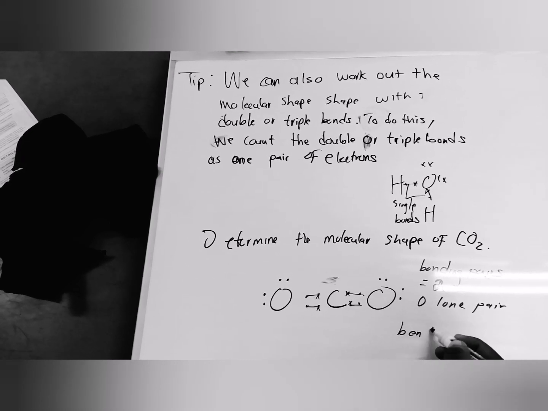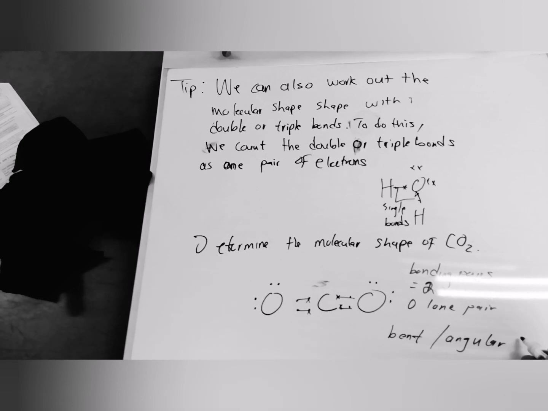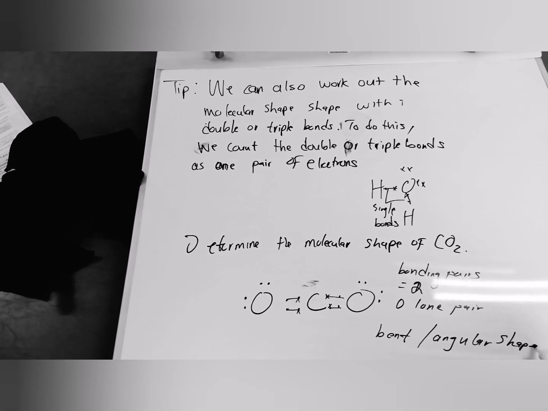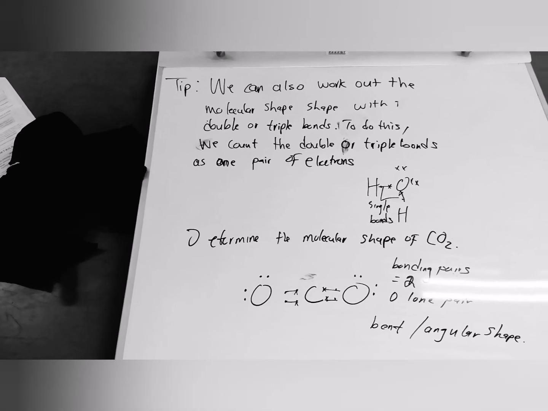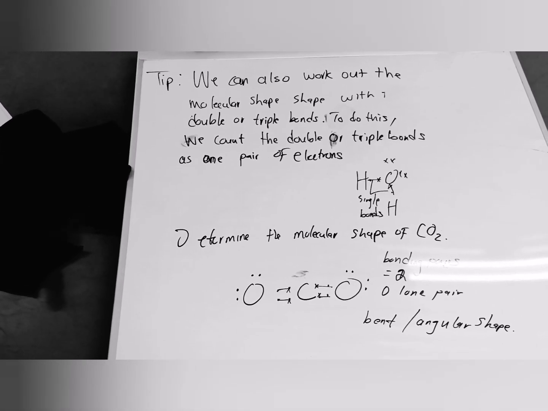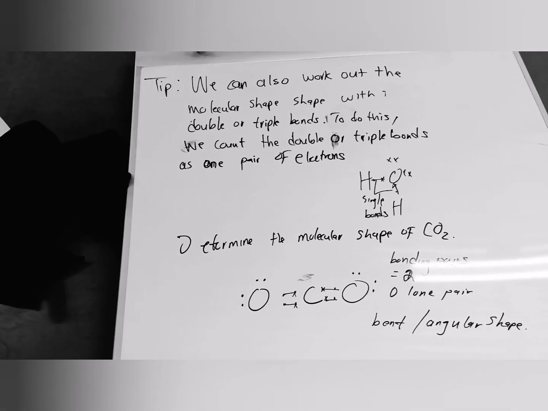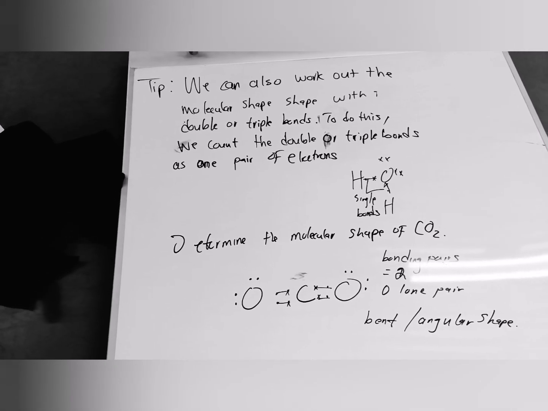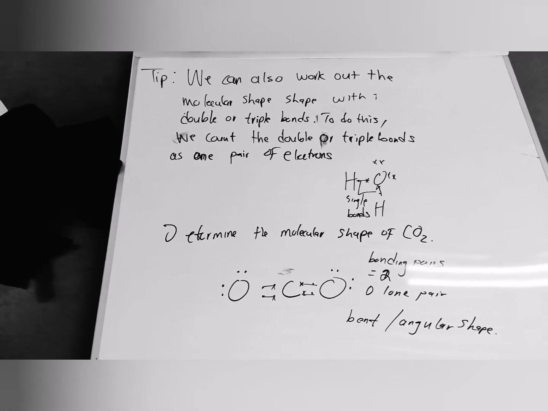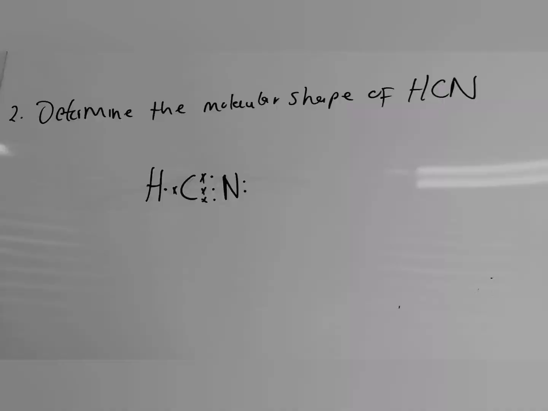It means that it is a... Oh, sorry guys, it is not bent or angular. I made a mistake there. It is linear, or it has a linear shape. Sorry about that. So it has a linear shape. Make sure that you correct that error. It is not bent. It will be bent if it had 2 bonding pairs and 2 lone pairs. I'm sorry about that. I hope you see my mistake.